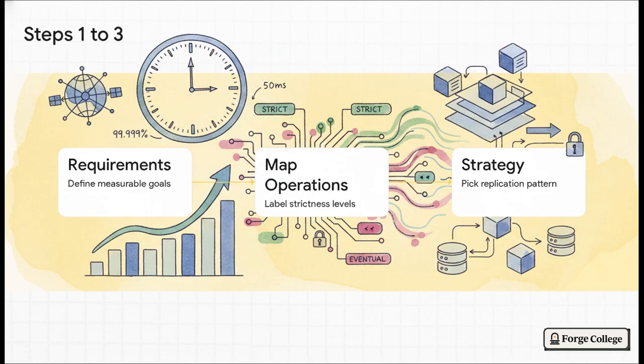workflow. The absolutely crucial starting point is Step 1, define your measurable goals. Then Step 2, map out your operations by strictness. You do this before you even touch a replication strategy in Step 3. You'd be surprised, but this is where most people get it backwards. They pick a flashy new database or protocol first and then try to force their app to fit into it. A true architect writes down their target latency in milliseconds and their availability in exact percentages first.